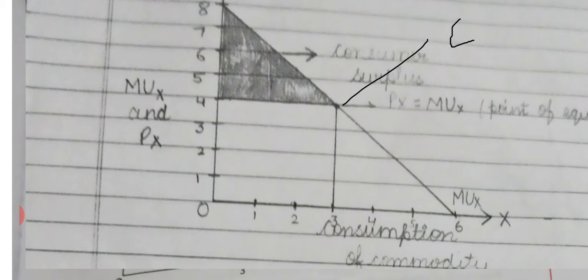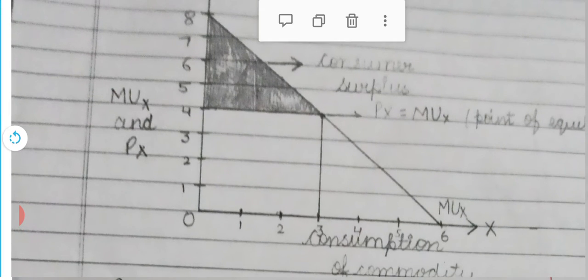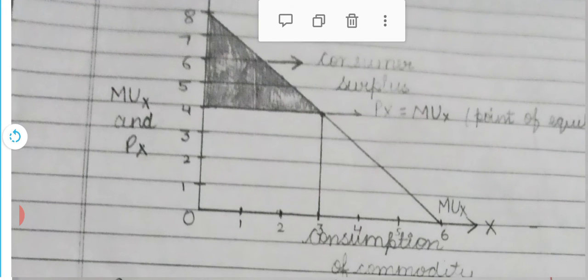And suppose consumer is having 8 rupees in the pocket but at 4 rupees he is in the case of equilibrium. Okay, so what is the left money with the consumer? That is 4 rupees. He is ready to pay 8 rupees but what he is paying? He is paying 4 rupees. So extra money that is left with the consumer, that is 4 rupees, that is known as consumer surplus or saving of the consumer.